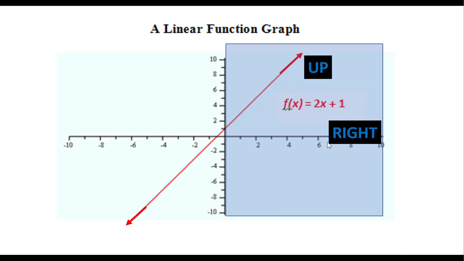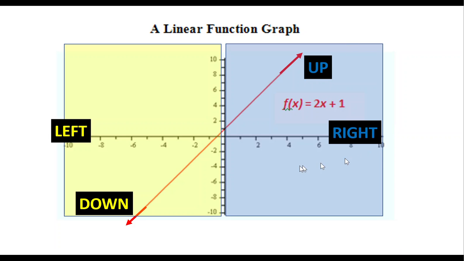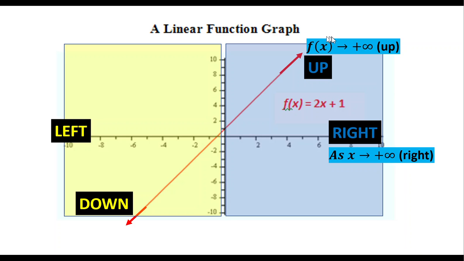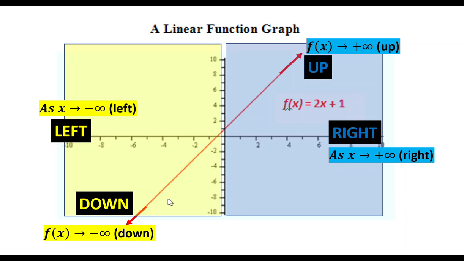To say that on the right-hand side, the function values are getting more and more positive, we say as x is approaching positive infinity, the function f of x is approaching positive infinity. To describe that on the left-hand side, the function values are becoming more negative, we say as your x values approach negative infinity, as they go to the left, f of x is approaching negative infinity. And of course, you can rewind this if you want to listen to it again.